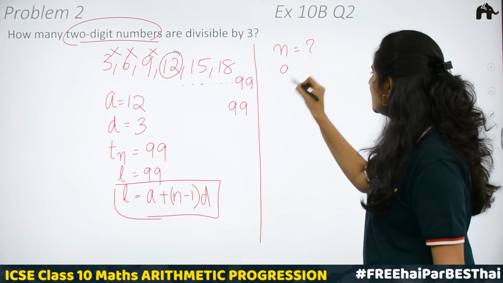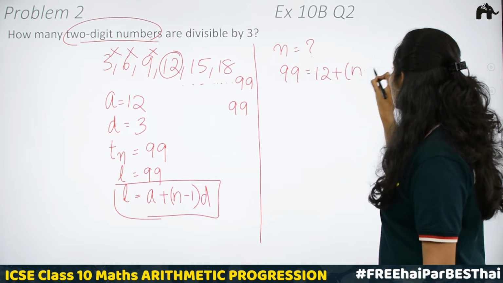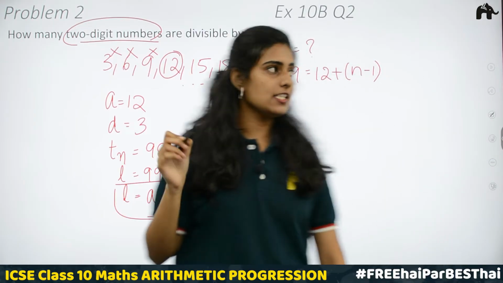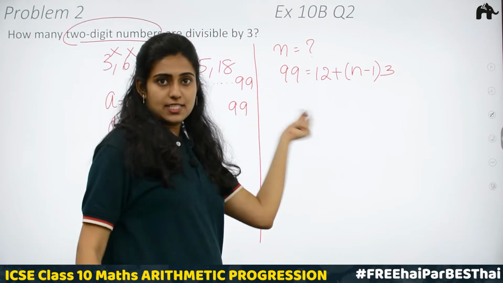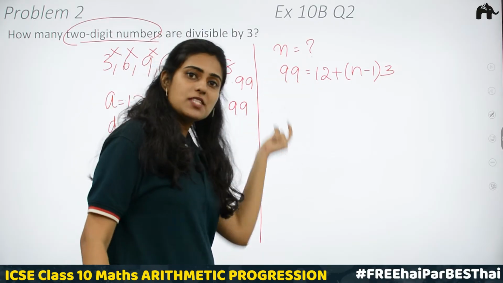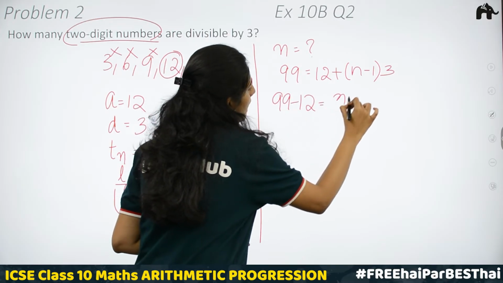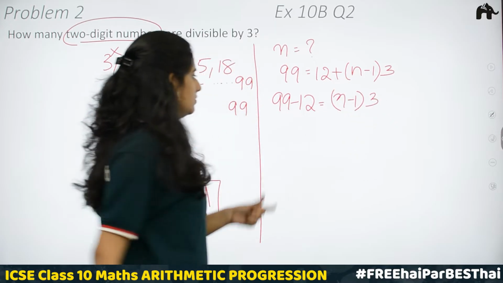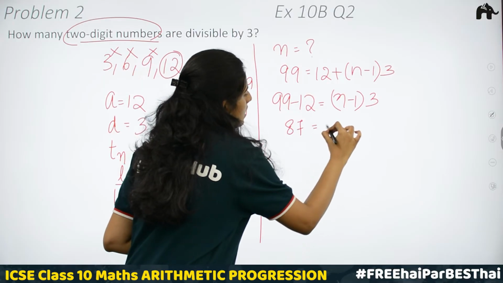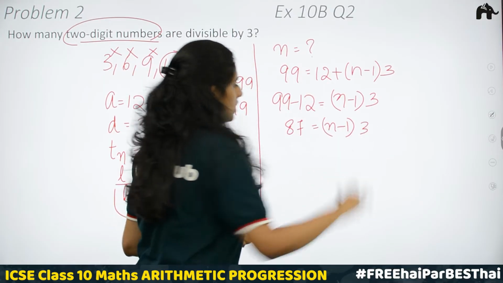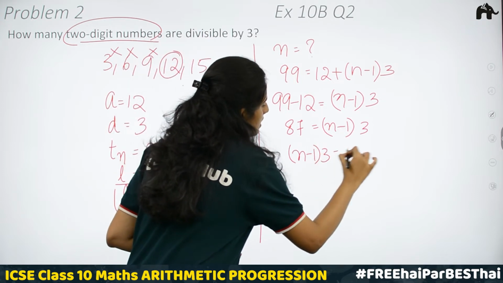L, 99, is equal to A, 12, plus n minus 1 into D. D is 3. Bringing this 12 to the opposite side, what happens? Plus 12 becomes minus 12. 99 minus 12 is equal to n minus 1 into 3. 99 minus 12, we get 87. 87 is equal to n minus 1 into 3. Or we can write this as n minus 1 into 3 is equal to 87.